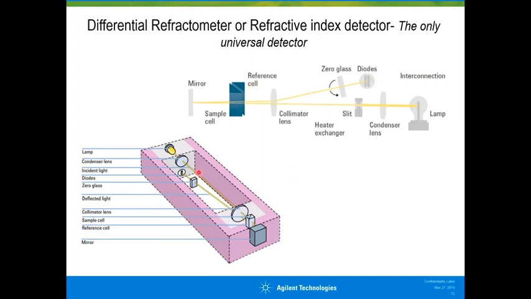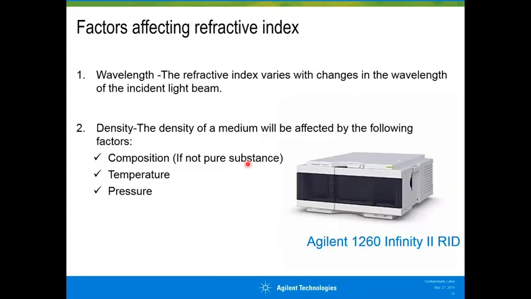If you can see here, this is how everything is placed in an RID detector. So let's talk about important factors that are affecting any refractometer or any calculation with a refractive index detector. Of utmost importance is your wavelength. Wavelength has to be kept constant at all points of time.